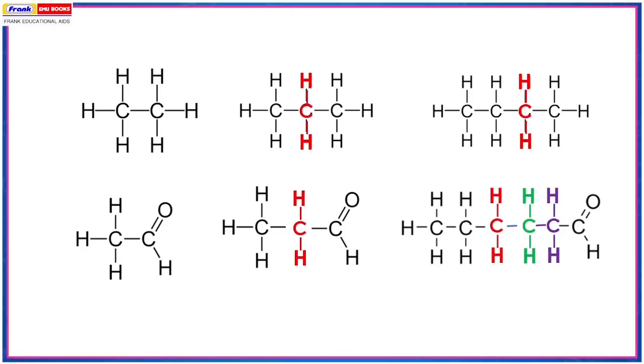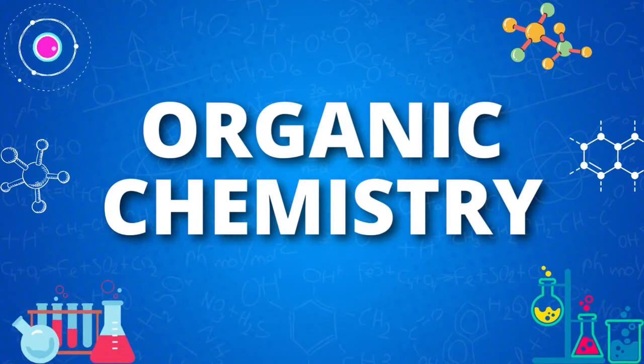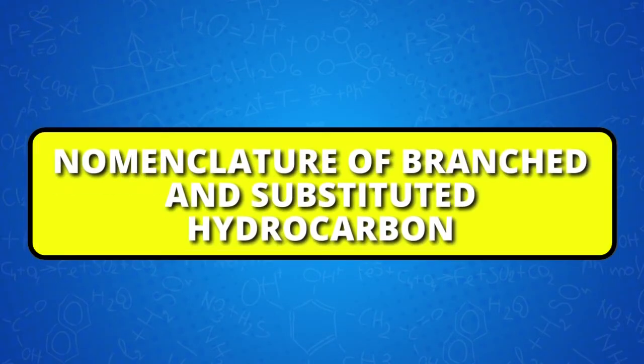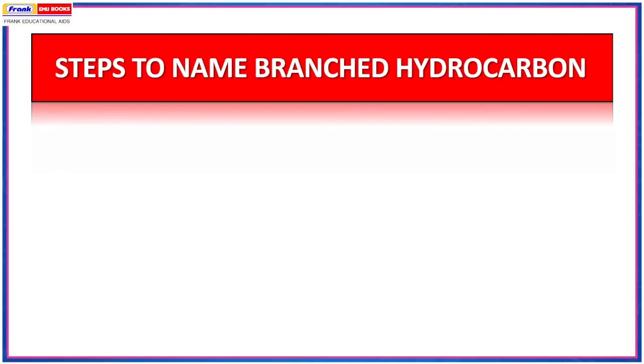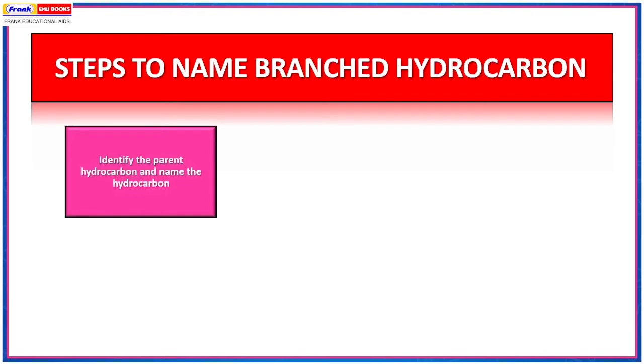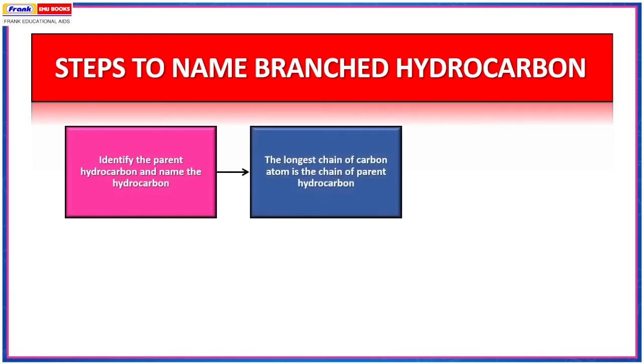Organic chemistry, nomenclature of branched and substituted hydrocarbon. Steps to name a branched hydrocarbon. Identify the parent hydrocarbon and name the hydrocarbon. The longest chain of carbon atoms is the chain of the parent hydrocarbon.